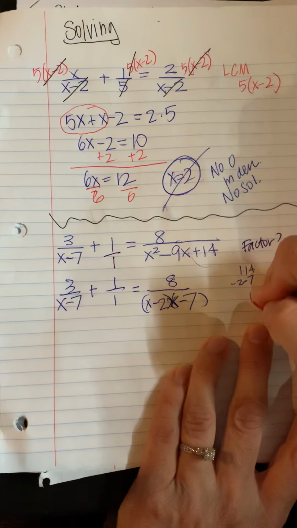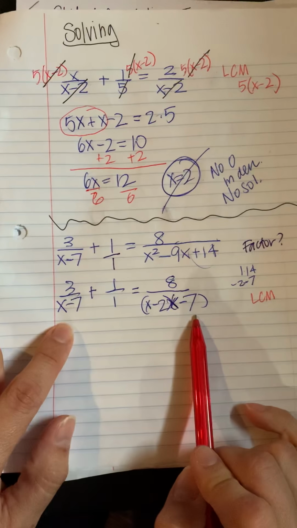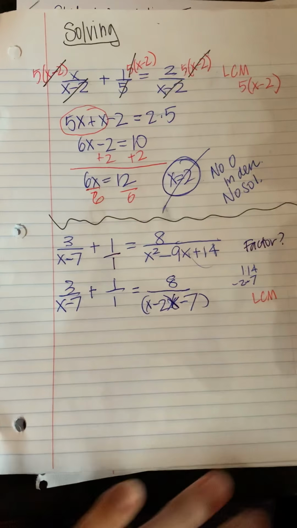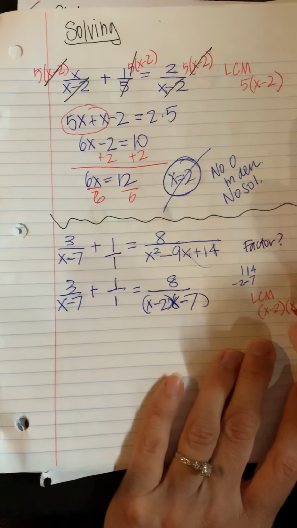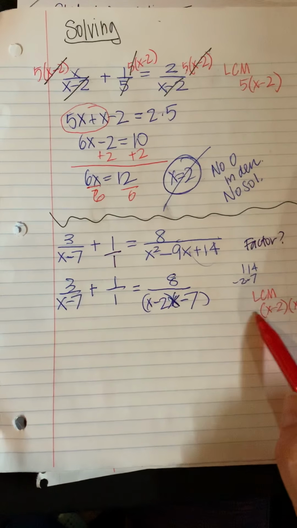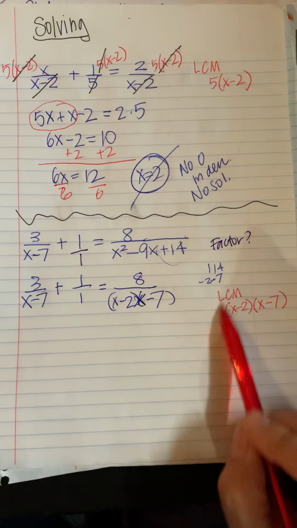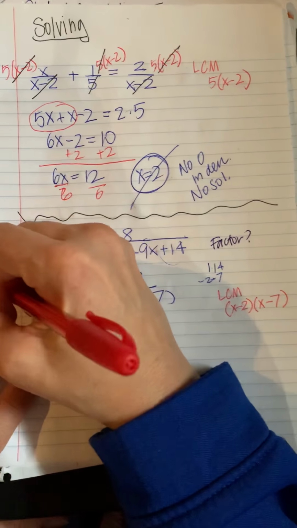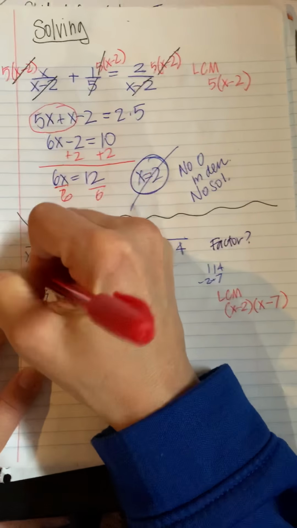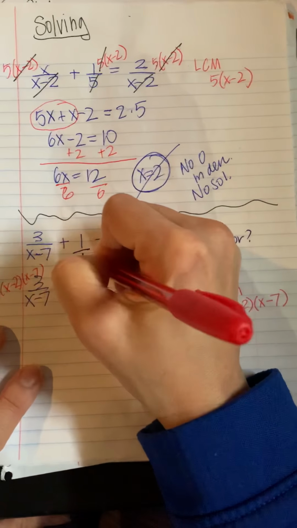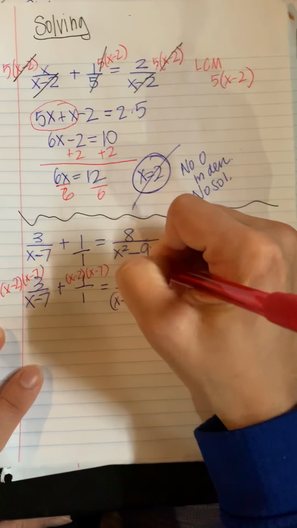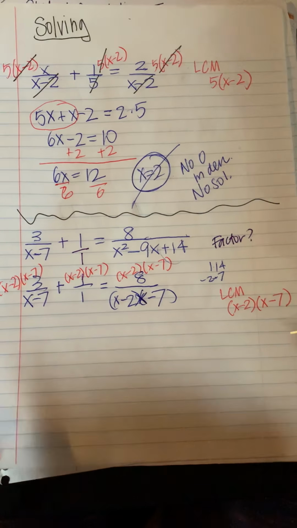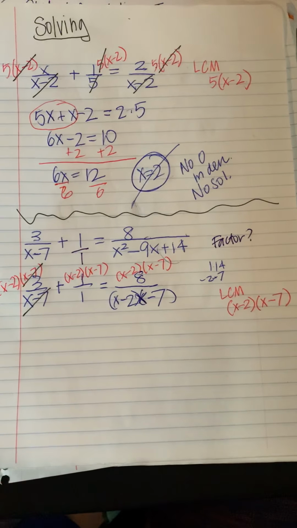So now in this case, my least common multiple is just x minus 7 and then this x minus 2. I don't need the 1 because 1 times anything is just itself. So this is what I'm going to multiply all the tops by. This is my least common multiple. So I'm going to do that to all the tops of these fractions. Now I can do some canceling. The x minus 7's cancel here.